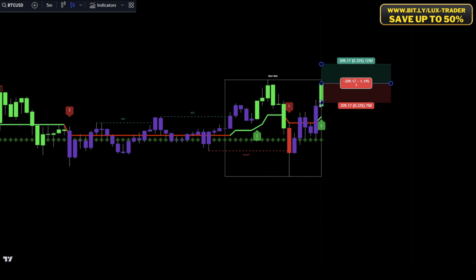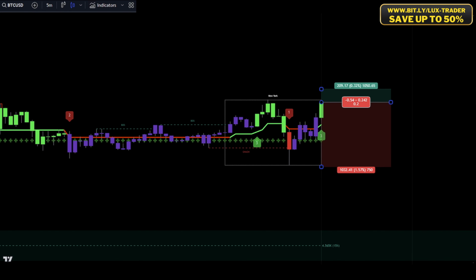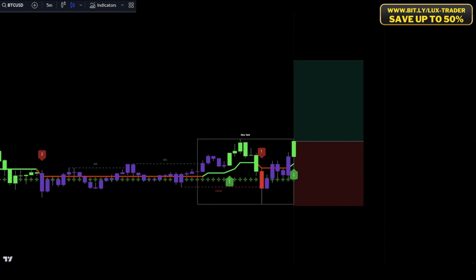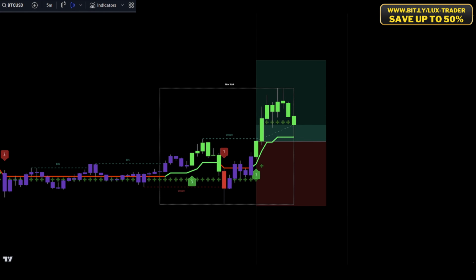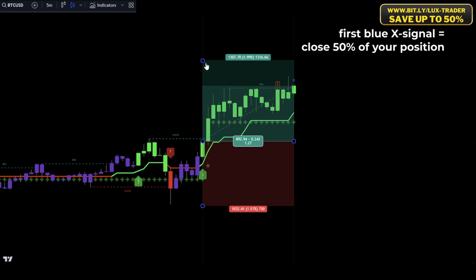You want to set your stop loss at the recent lowest price, as this bullish order block is too far away for using it to position the stop loss. And now, you are not going to use a fixed risk-reward ratio for the target. Instead, you're going to wait for a blue exit signal before taking half of your position off.